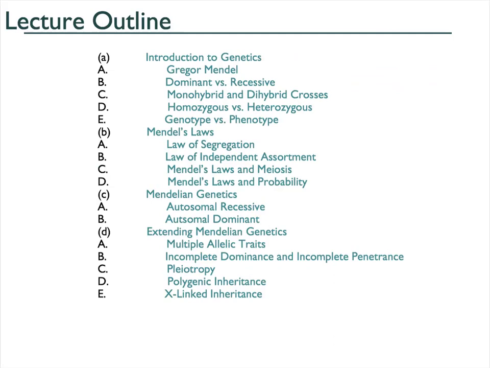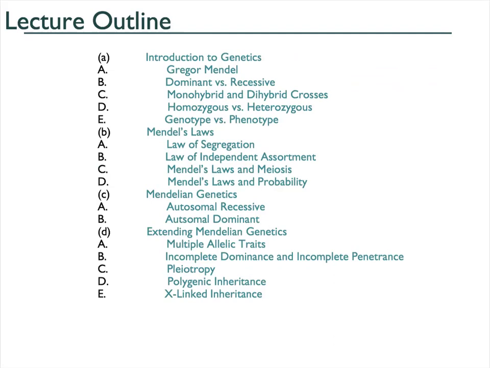Then we'll talk about the two laws that Mendel coined, the law of segregation and the law of independent assortment, and how they relate to the process of meiosis, which we already covered in Chapter 9. And I'd also briefly like to talk about how the laws relate to probability. What is the chance you'll inherit a particular phenotype given your parents' genotypes, for example.